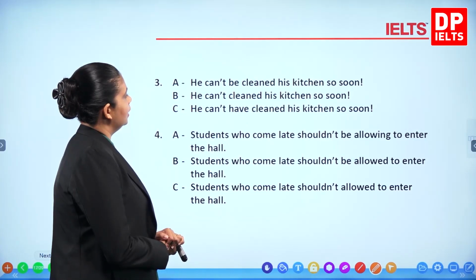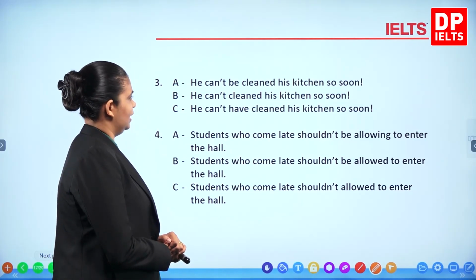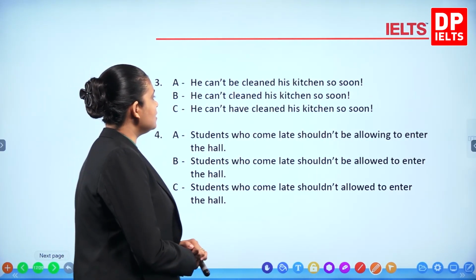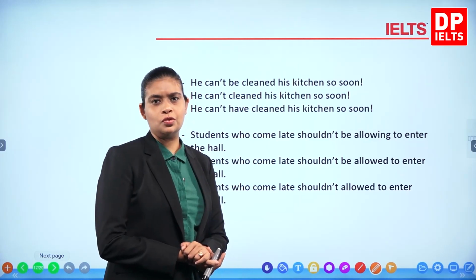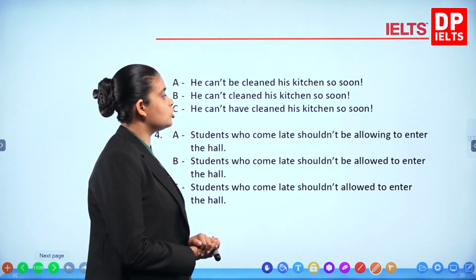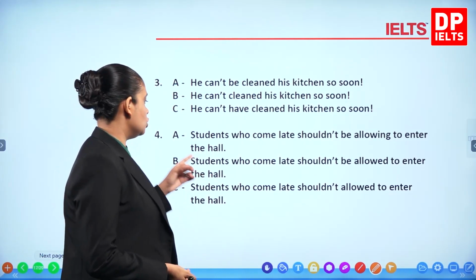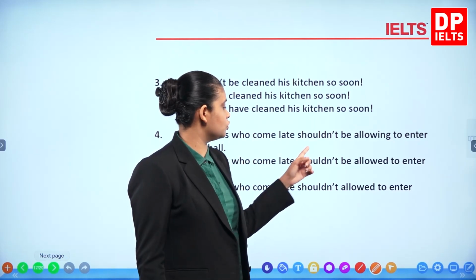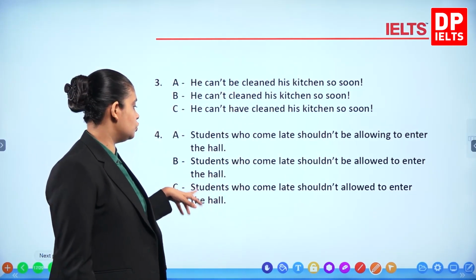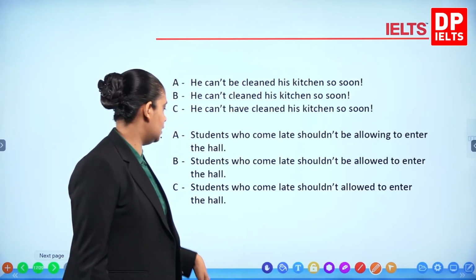Third one. He can't be cleaned his kitchen so soon. He can't clean his kitchen so soon. He can't have cleaned his kitchen so soon. Students who came late shouldn't be allowing to enter the hall. Students who come late shouldn't be allowed to enter the hall. Students who come late shouldn't allowed to enter the hall.